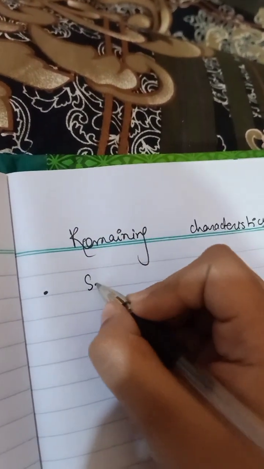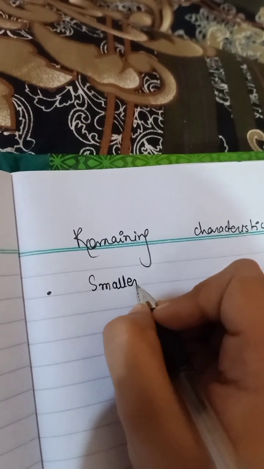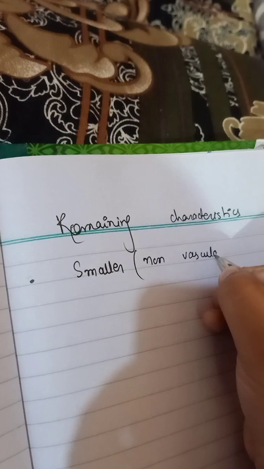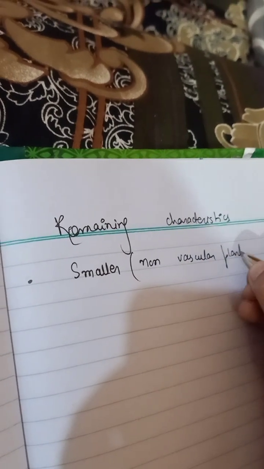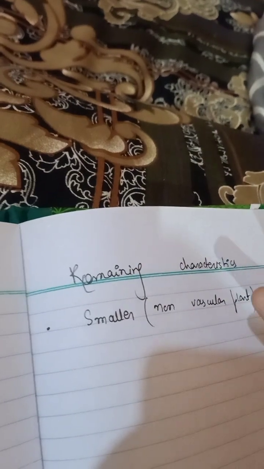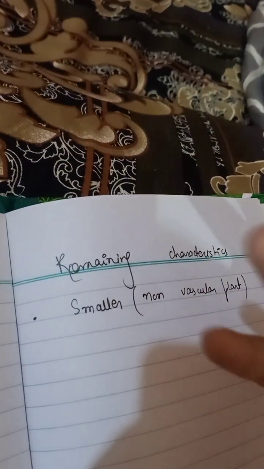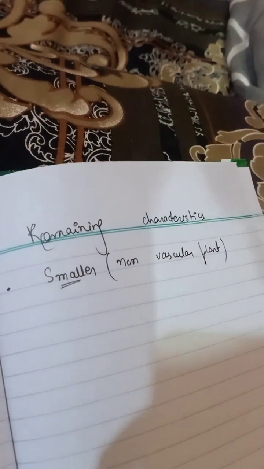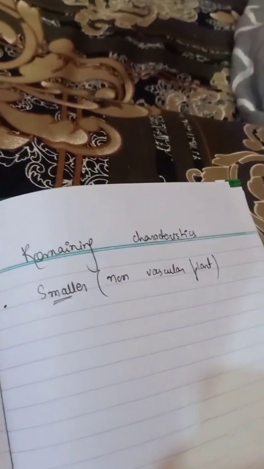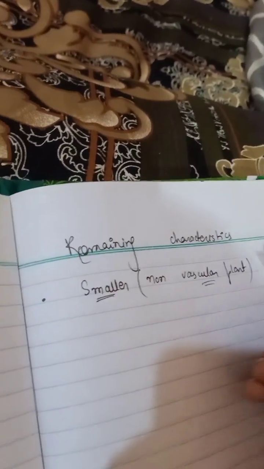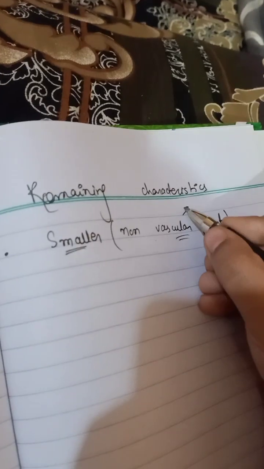Some plants are smaller, or you can say non-vascular plants, which means they do not have xylem and phloem, so they basically rely on simple diffusion for the transport of water and nutrients. They are smaller because they have no vascular parts. So they are non-vascular. You can take the example of the bryophytes.